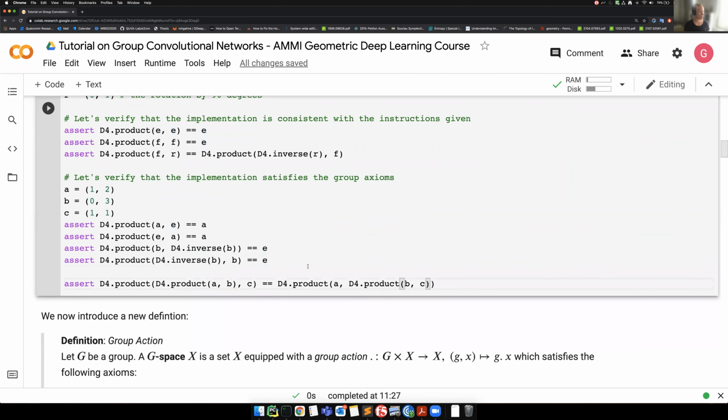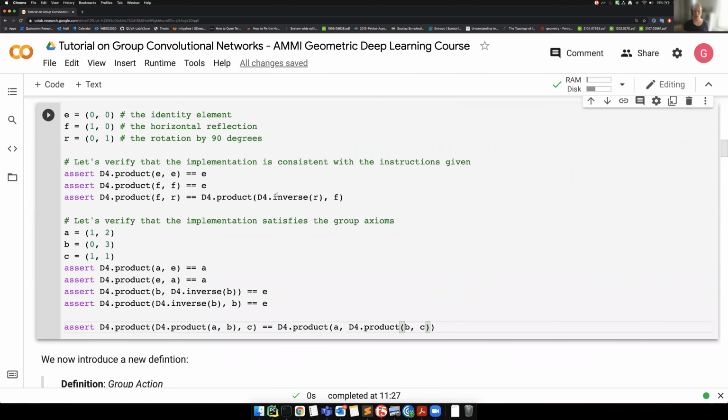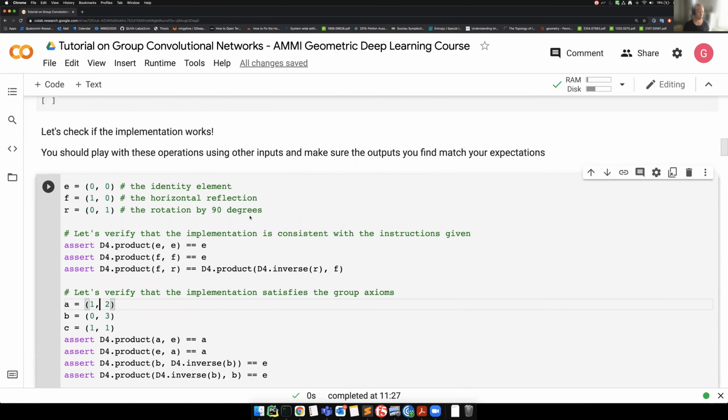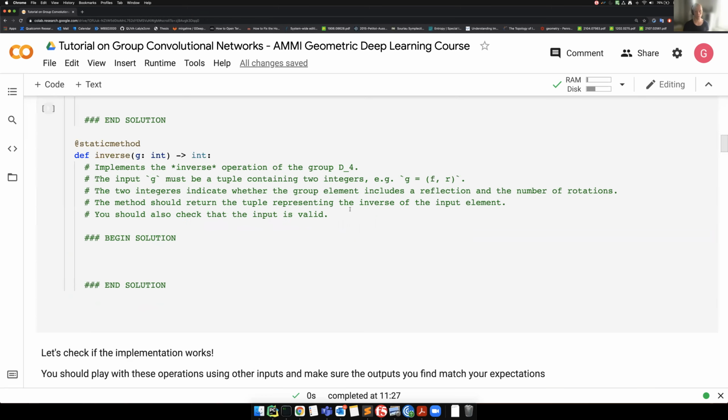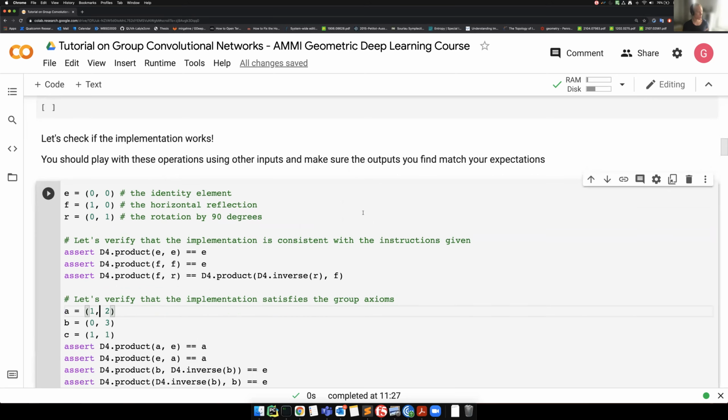So yeah, this is just to check that your implementation is working. You can yourself change these values to see if your implementation also works with other combinations of numbers. You're advised to do that, so you can check if your implementation actually works. But yeah, this is all about this exercise.